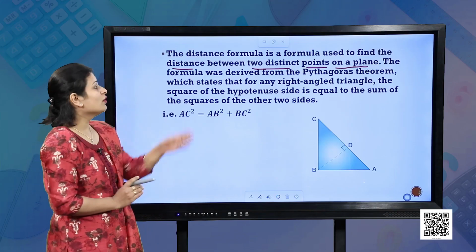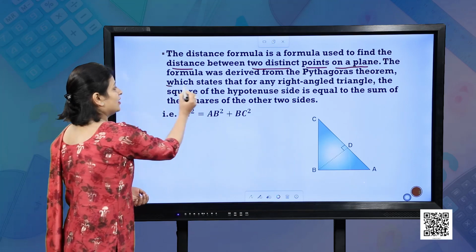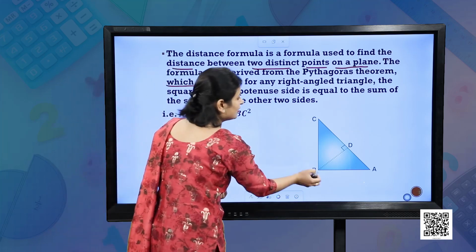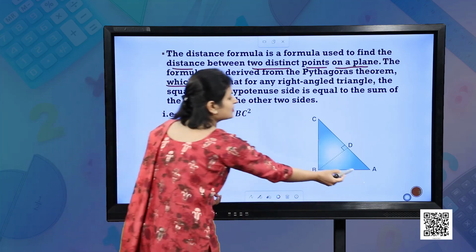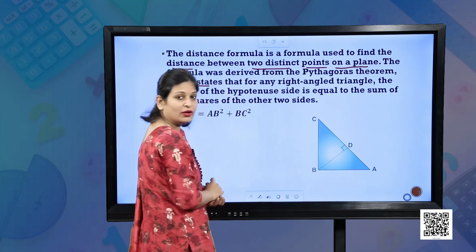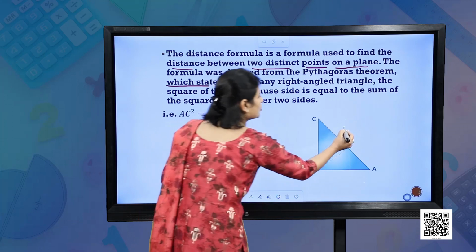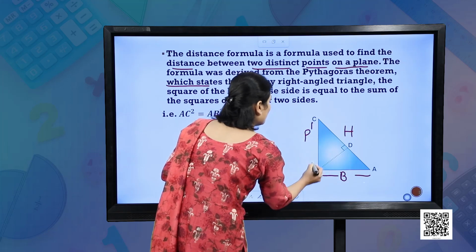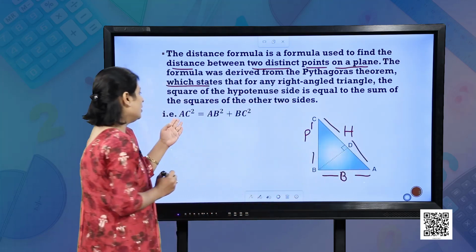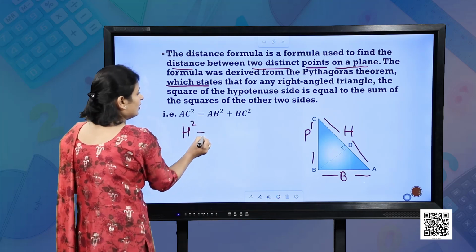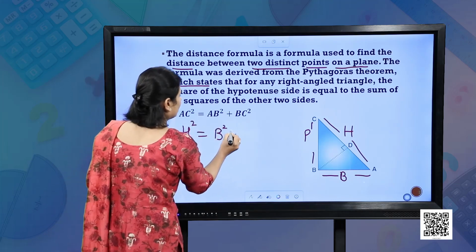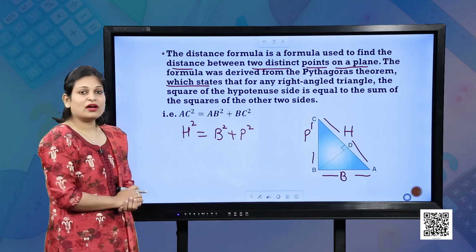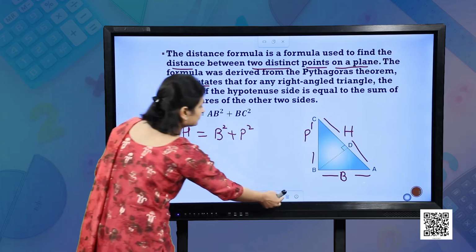formula was derived from the Pythagoras theorem, which states that for any right angle triangle, the square of the hypotenuse, if you consider this right angle triangle, AC is the hypotenuse, BC is the perpendicular and AB is the base. So, this is the hypotenuse, this is the perpendicular and this is the base. According to the Pythagoras theorem, hypotenuse square is equal to base square plus perpendicular square. So, this is used to find the distance formula.